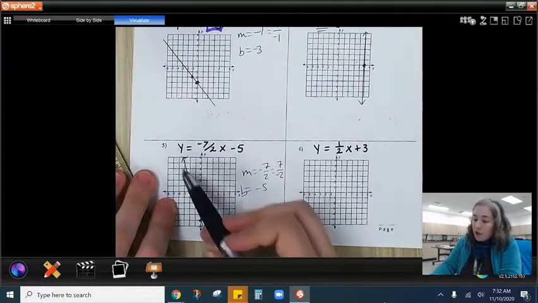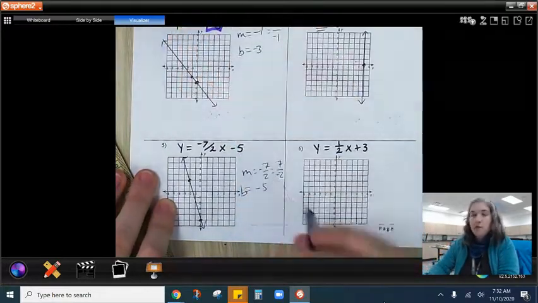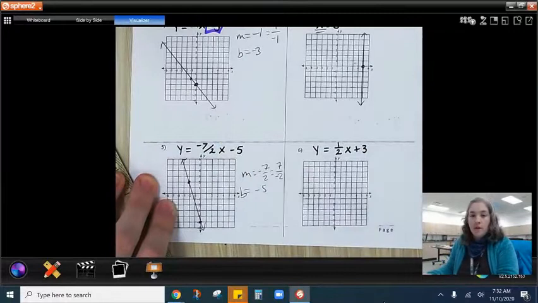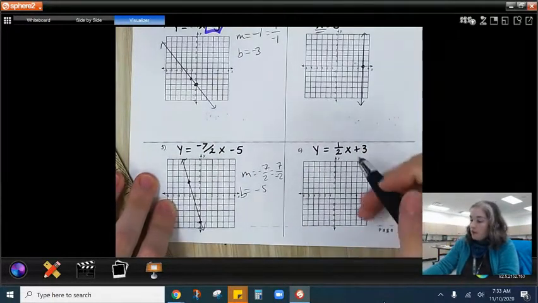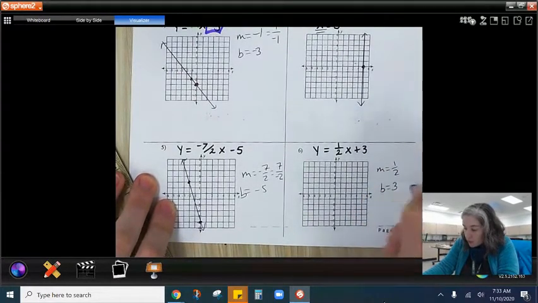And don't forget, your graph should go edge to edge. I haven't said that before, but your graph should go edge to edge. So you see how all of mine are going literally from one edge of the graph to the other. Don't give me a wimpy little short thing. Do a long one. All right, the next one, we've got a slope of 1/2, a y-intercept of 3.